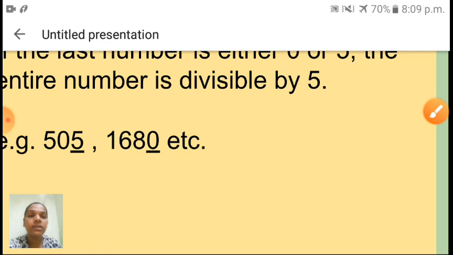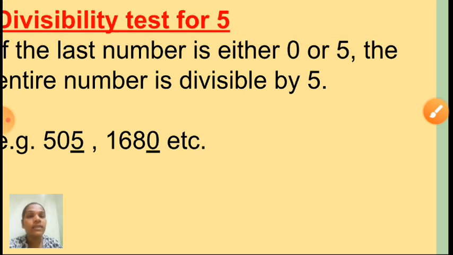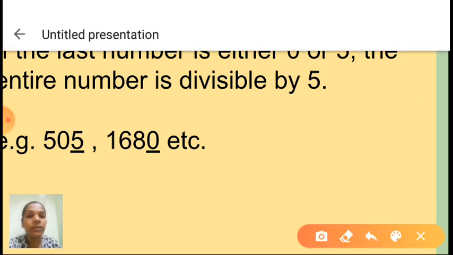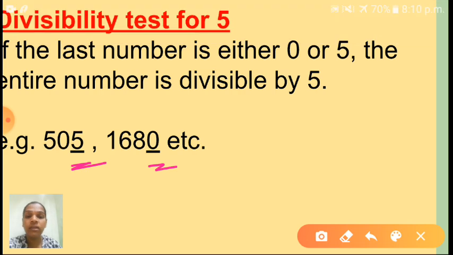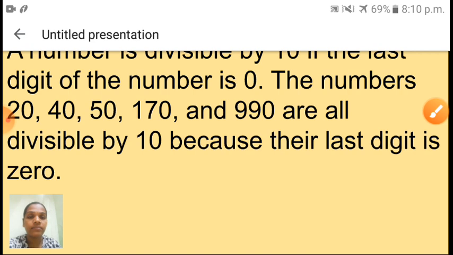Next one is divisibility test for 5. See here, if the last number is either 0 or 5, so that last number unit place, which number is there? That if unit place 5 or 0 is there, that number we can completely divide by 5. Okay, next one is divisibility test for 10.